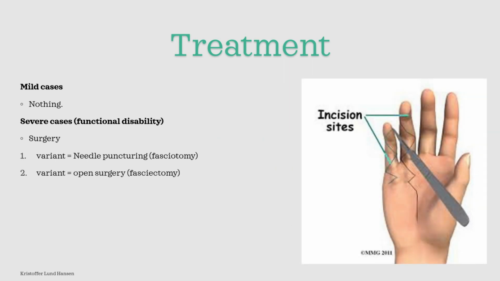The second variant, which is usually done if fasciotomy is expected not to work or after it is attempted and doesn't work, is fasciectomy. That's an open surgery where the skin is cut open and the affected area is cut away.